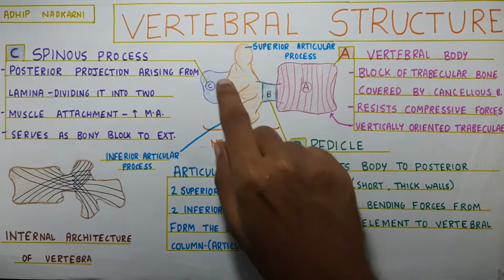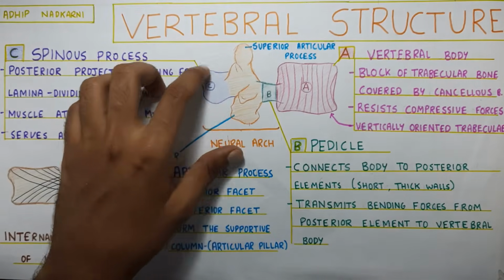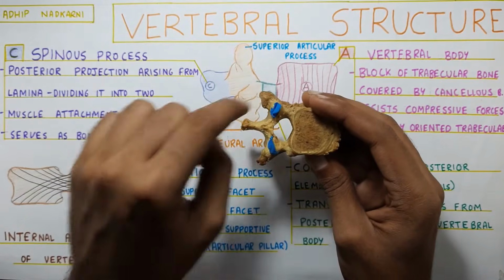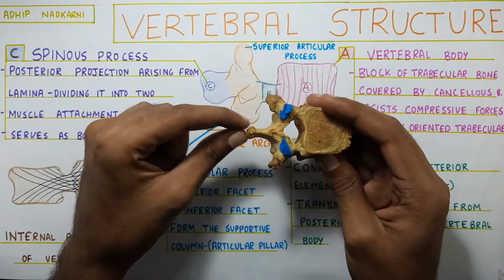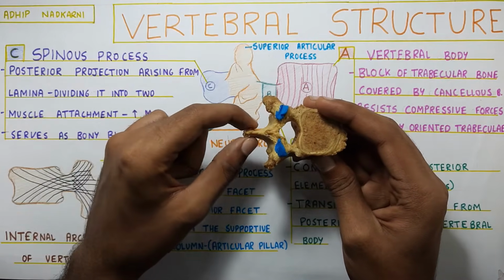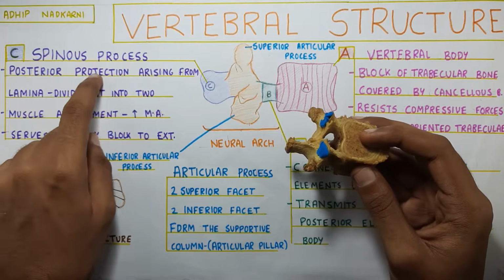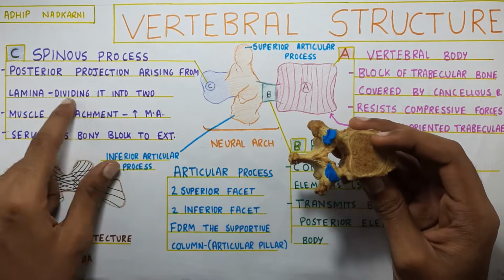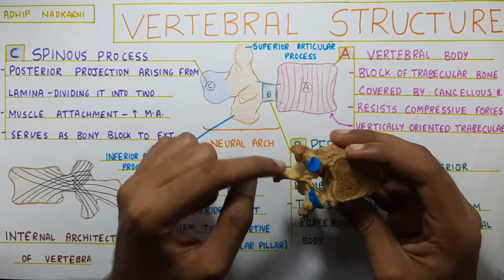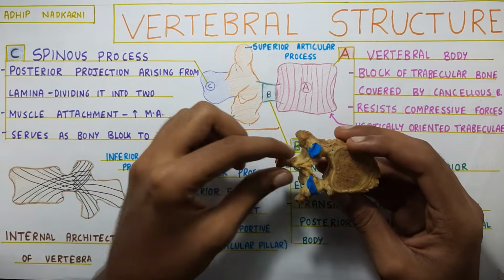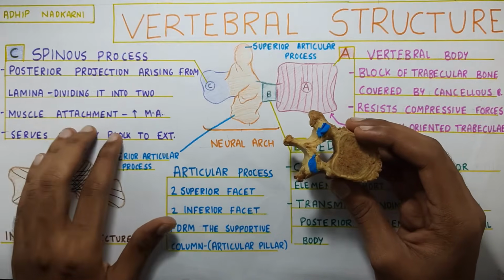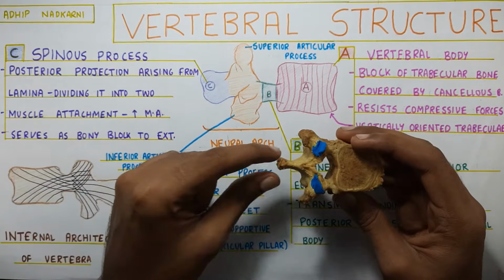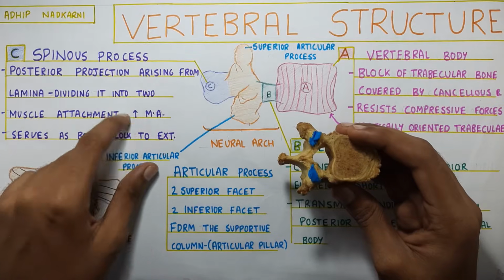Moving on to the next part, that is the spinous process. Spinous process is the last part of your vertebra. So this is your body, pedicle. Then there are other structures that we will discuss soon. And this last part, the posterior projecting part, is your spinous process. It is a posterior projection arising from the lamina, sometimes dividing into two. So this is your lamina. I'll show you the lamina in some time, it will be clearer. What it does is it provides an attachment for your muscles, and it helps in increasing the moment arm.